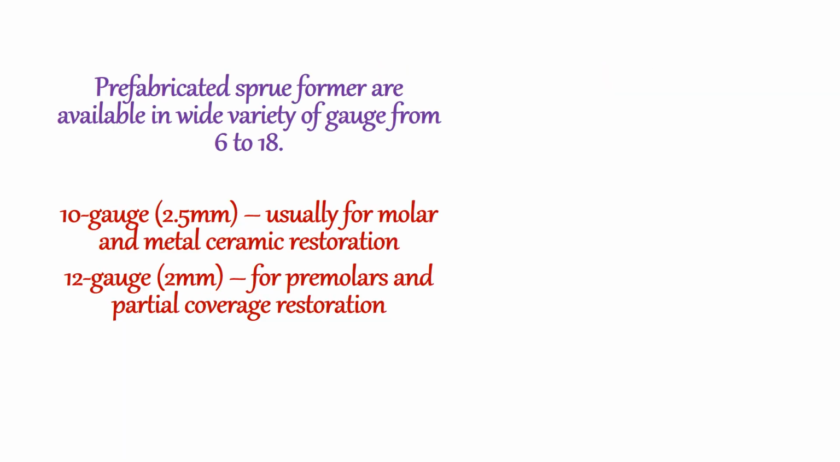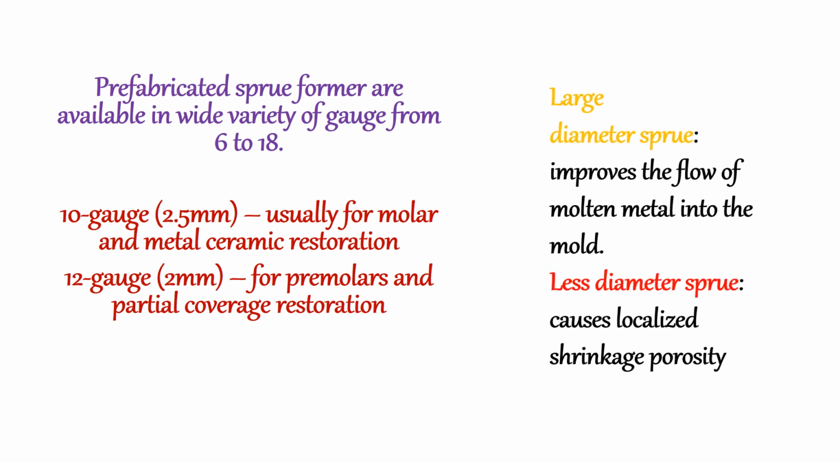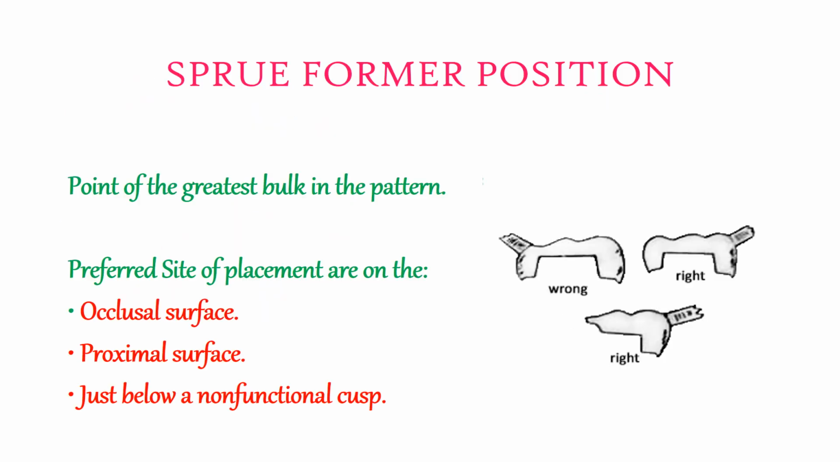Now, prefabricated sprue formers are available in different gauges. Gauge 10, that means 2.5 mm diameter sprue, is usually for molars and for metal ceramic restorations, and 12 gauge, that is 2 mm, is for premolars and partial coverage restorations. Then there are large diameter sprues. The advantage is it will improve the flow of the molten metal into the mold, and a smaller diameter sprue will cause localized shrinkage porosity. So always use the correct diameter of sprue when you are making your casting.